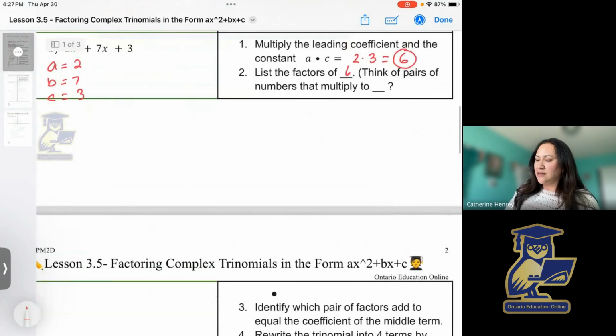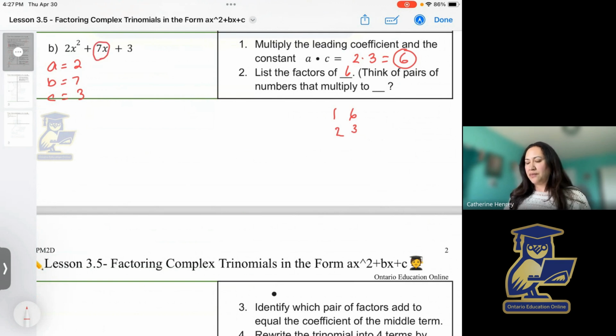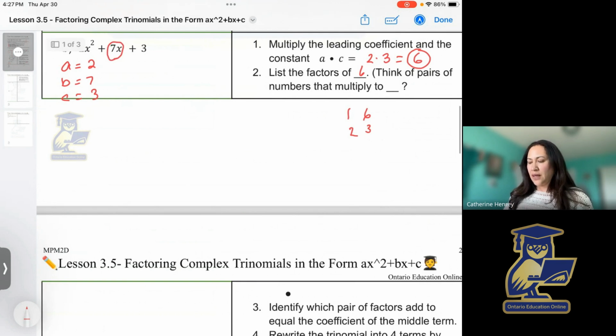So if I list them, we have 1 and 6, and we have 2 and 3. So which ones add together to give you 7? Because that's the b value. Okay, so I think we identify it's 1 and 6. Now, here's the new part.